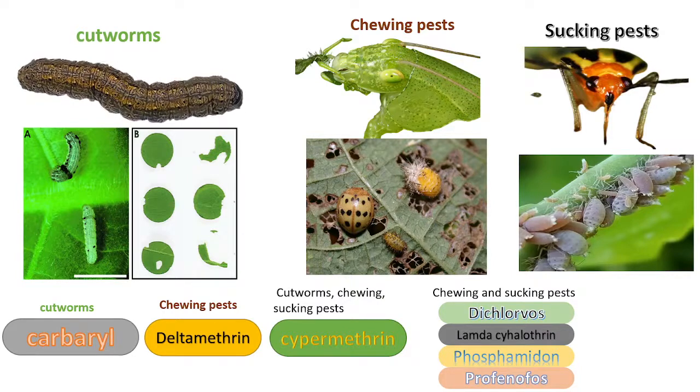It's the same with chewing pests. You can just go and check for deltamethrin. Deltamethrin is very harsh on chewing pests, all types of chewing pests. It can be grasshoppers, beetles, and others. Even cutworm is included there, because carbaryl is effective for controlling cutworms, but it can also affect chewing pests and sucking pests. But in general, when I'm talking about carbaryl, it's very effective on cutworms. Deltamethrin is very effective on chewing pests like grasshoppers and beetles, but it can also kill cutworms.